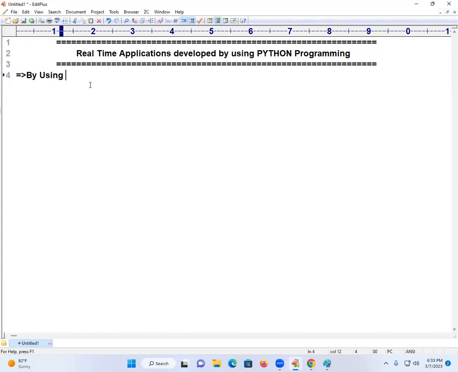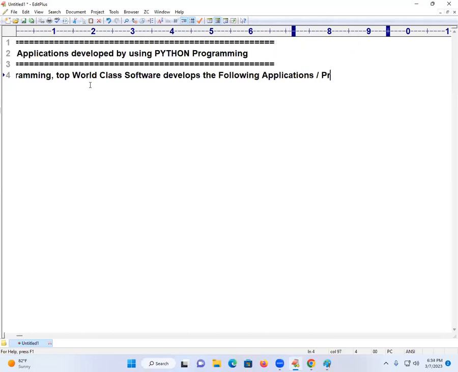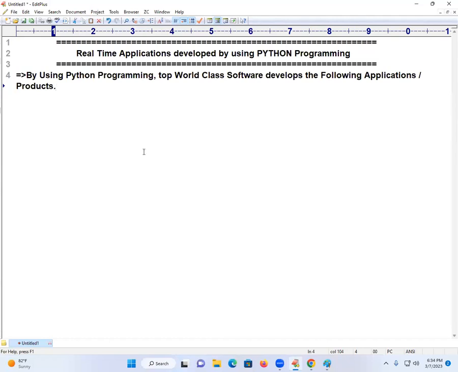Look at this. By using Python programming, the top world-class software companies develop the following applications. What are the following applications? Products. Top world-class applications are products. Let's start. What are those applications? I already wrote some of it; one by one, I will write them.